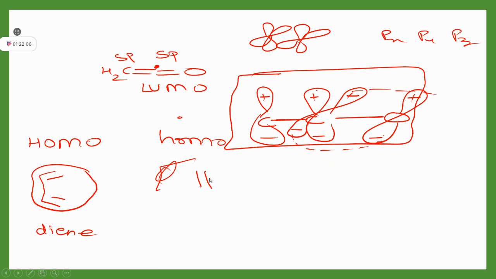You got it? You just have to keep the HOMO orbital picture in between this picture, and then you will get to know which interactions are favorable.